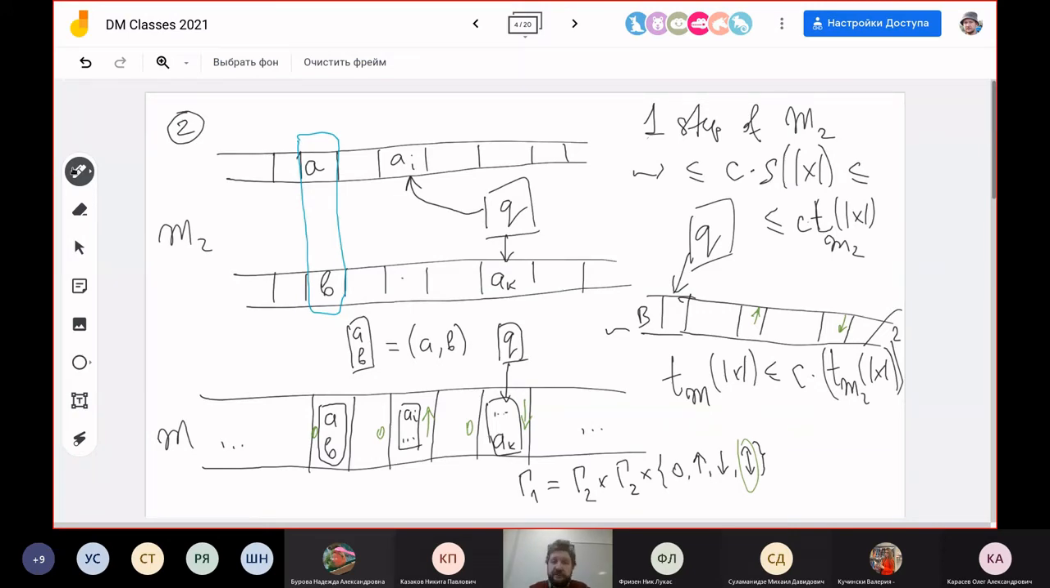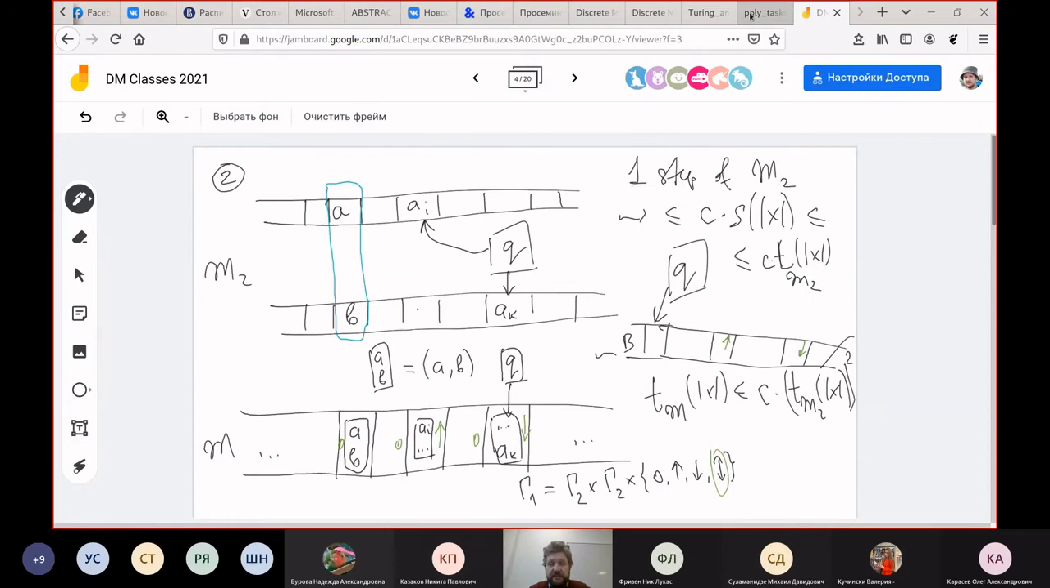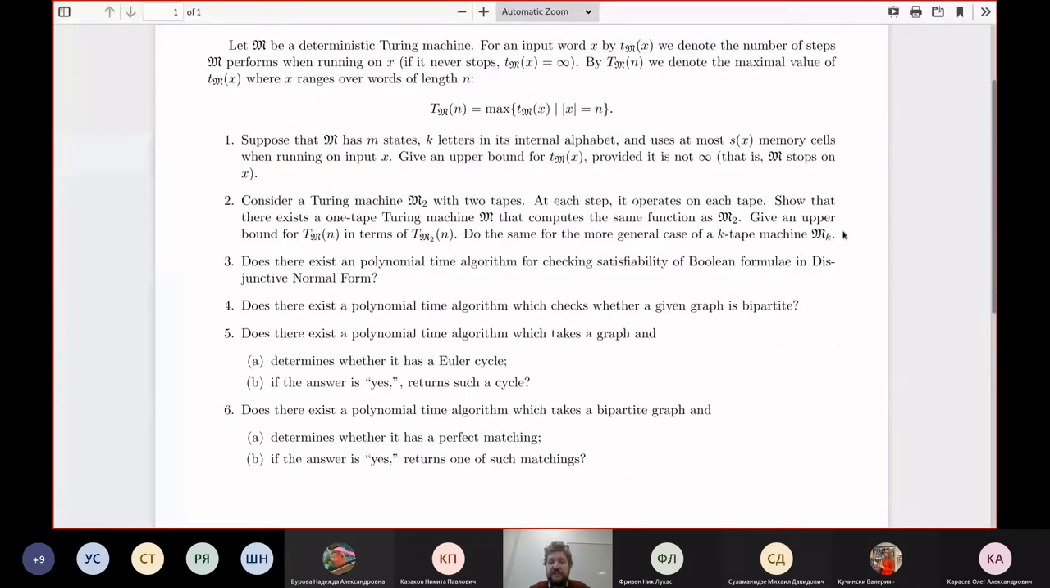So now we discuss the two-tape Turing machine. Well, in the task, there is also the same for the more general case of a K-tape machine. So you can think about that at home, but I think it's clear that the same should work. Instead of just having two objects, you will have several letters in a cell. Okay. Questions, comments?